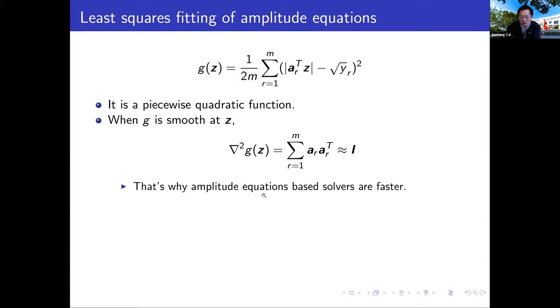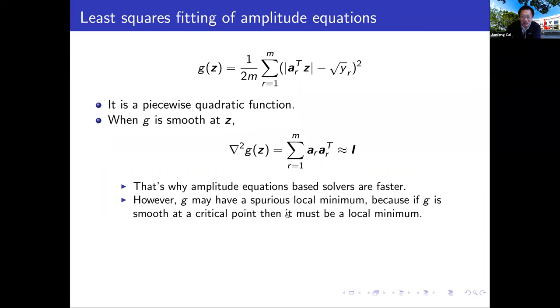So that's why amplitude equation based solvers are usually very, very fast. They are usually faster than the intensity based methods. And also at the same time, if this G is smooth at a critical point, then the Hessian is just SPD, right? So then this critical point must be a local minimum, right? So this just tells us that this G function might have a local minimum that is not the global minimum.